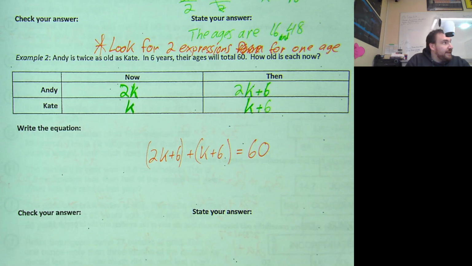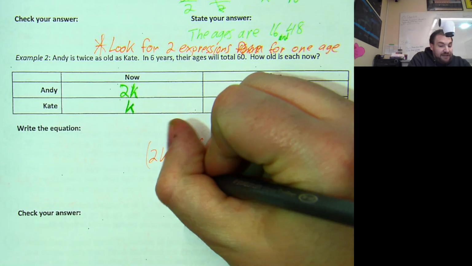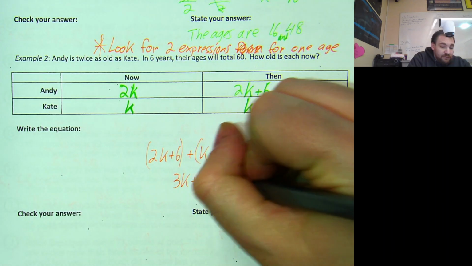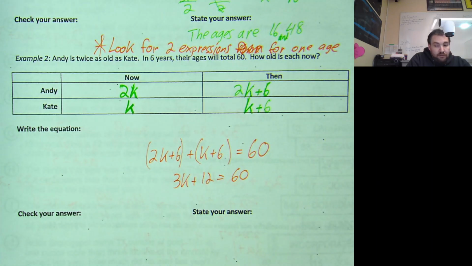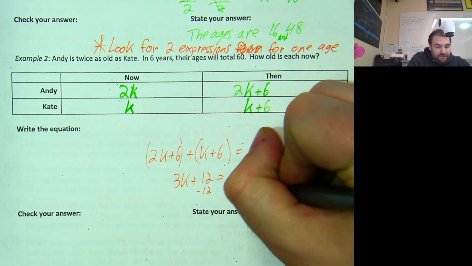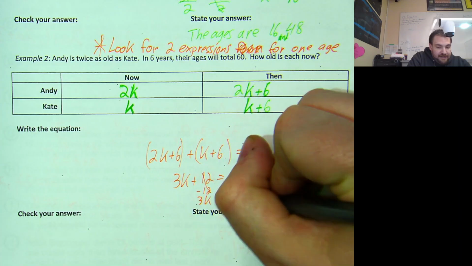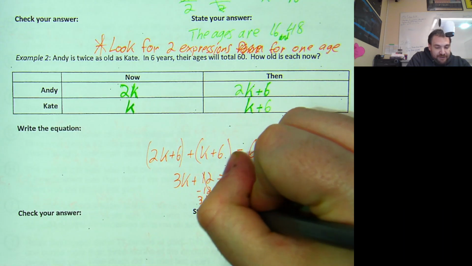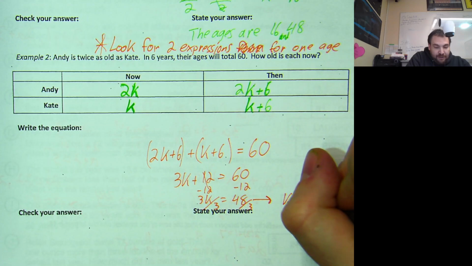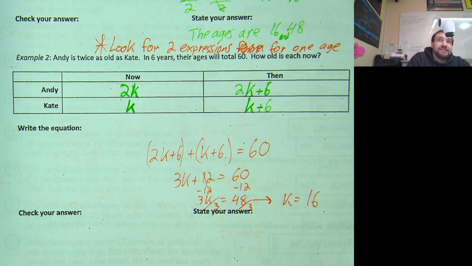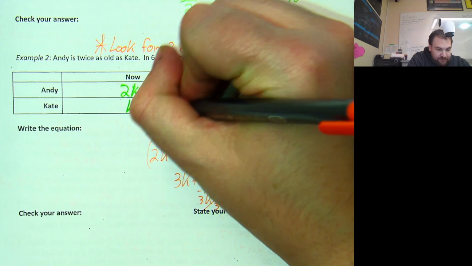So what am I going to get here when I simplify this? 3K plus 12. Take away 12. 3K equals 48. Divide by 3, divide by 3. K is going to equal 16. So if she's 16, how old is Andy?